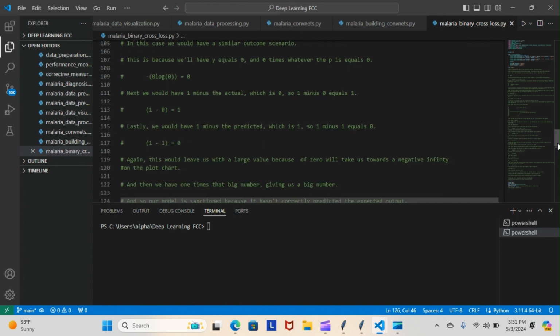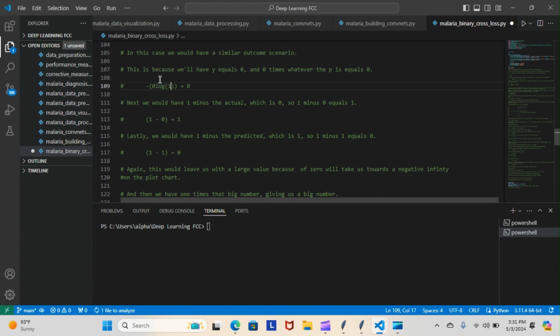This is because we'll have y equals 0, which is the actual equals 0, and 0 times whatever the p, or predicted, is equals 0. So remember, this is our y and this is our predicted. So it will be 0 log of 1. So it will be 0 times 1 equals 0.